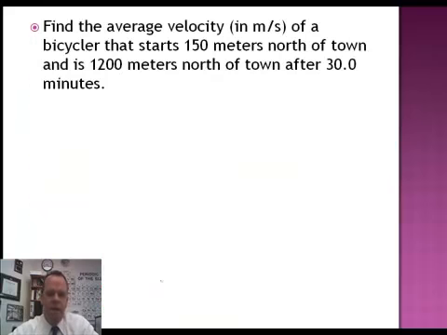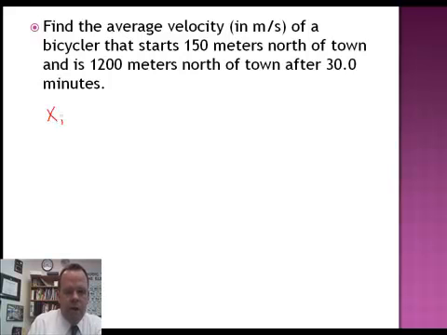Now let's look at a velocity problem. Find the average velocity in meters per second of a bicycler who starts 150 meters north of town and is 1,200 meters north of town after 30 minutes. I find it easiest to write out all of our information first. If you'll get in the habit of writing all the information in the problem first, I think you'll find that you'll be much better off at solving these problems.